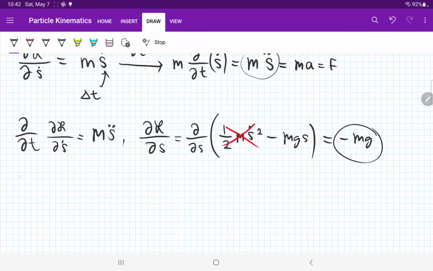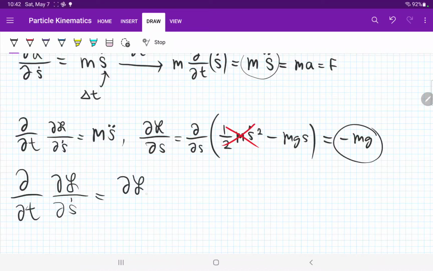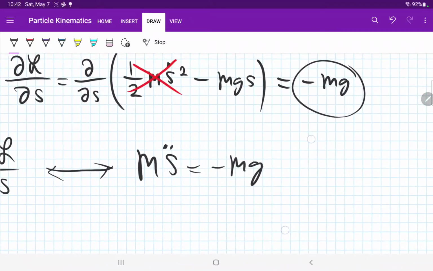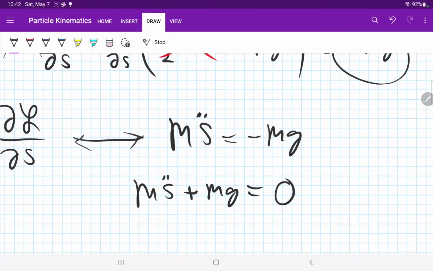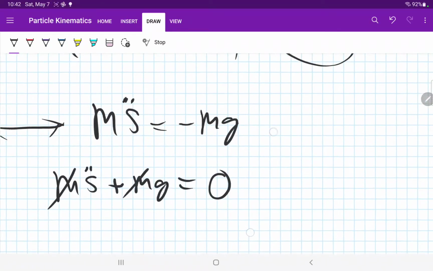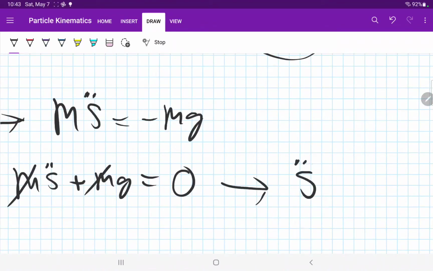Negative mg. So if we go back to our equation, d/dt of d Lagrangian/ds dot is equal to d Lagrangian/ds. And we see that the equivalence is m s double dot is equal to negative mg. And then if we think about gravity, well, what does this mean? We could write this as m s double dot plus mg is equal to 0. And then we could factor out the m's. So then we just have s double dot is equal to gravity.